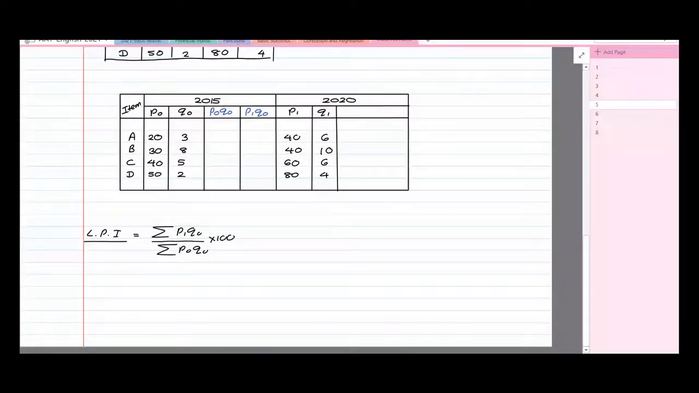So P naught Q naught: 20 times 3, 60. 30 times 8, 240. 4 times 5, 20. 50 times 2, 100. Take the sum of that column: 100, 200, 300, another 300, 600.